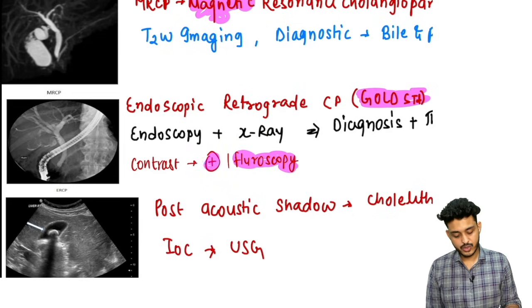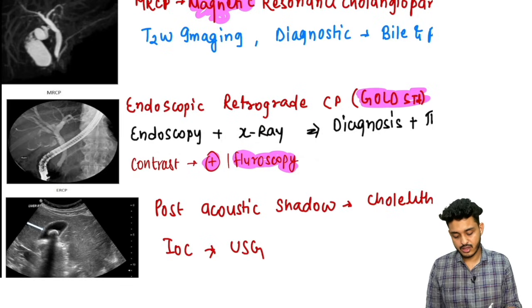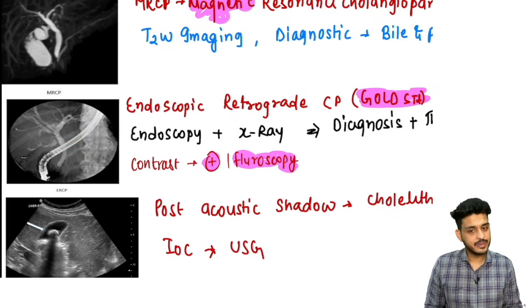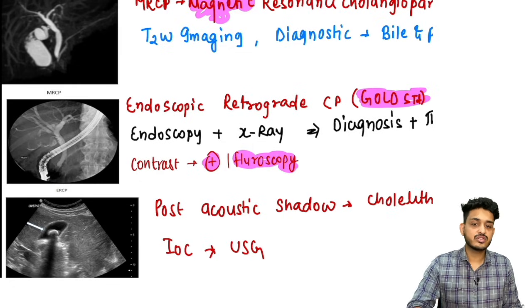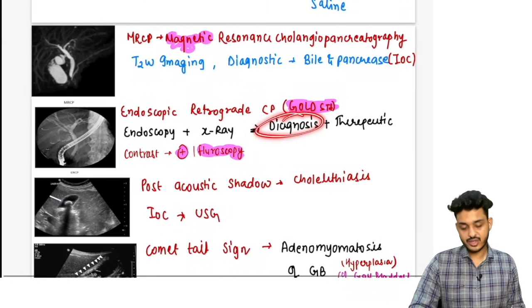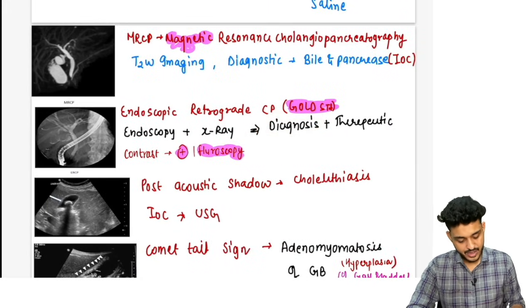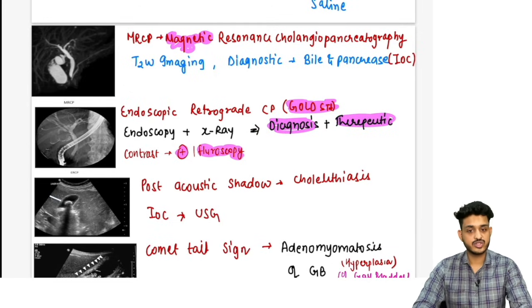Here we are going to put the contrast, and we can take the live X-ray. We can use this ERCP machine, which is going to have an endoscope. And this endoscope is responsible not just for diagnosis but also for therapeutic procedures. So it is for the diagnostic as well as therapeutic procedures.